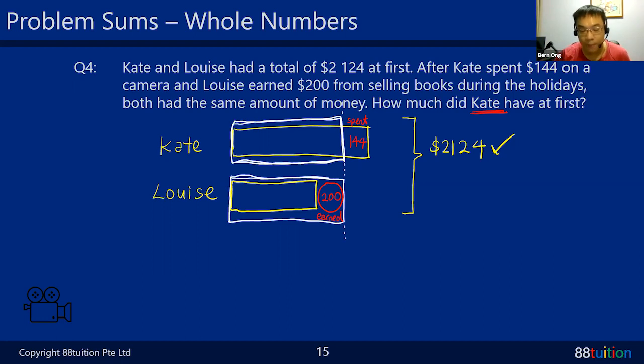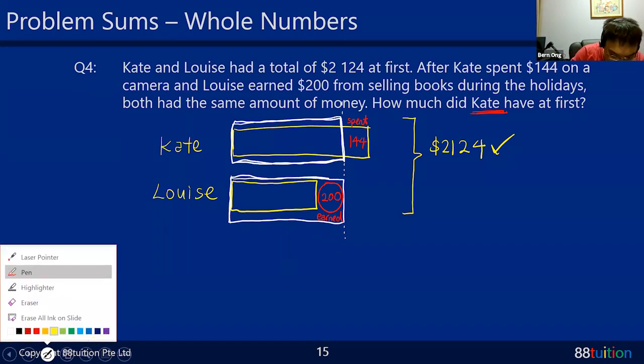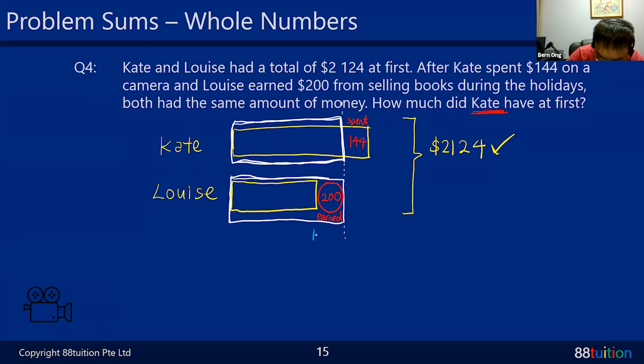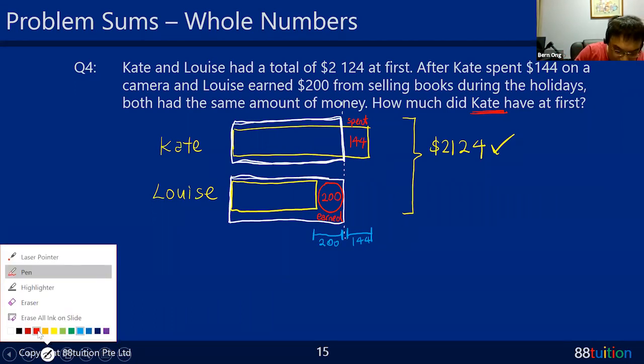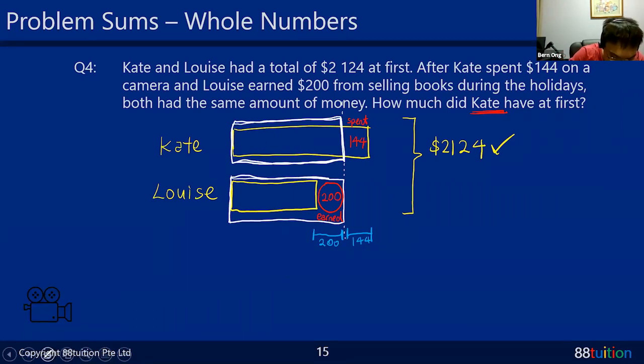So what do I do? I purposely plus the 200. I purposely plus this blue color 200, and also another 144. I plus the 200 and I plus the 144. Why? To make them the same size. Can you see or not? To make Kate and Louis of the same size, so that they can be of this blue size. So this blue size will be like that. This is Kate, blue.